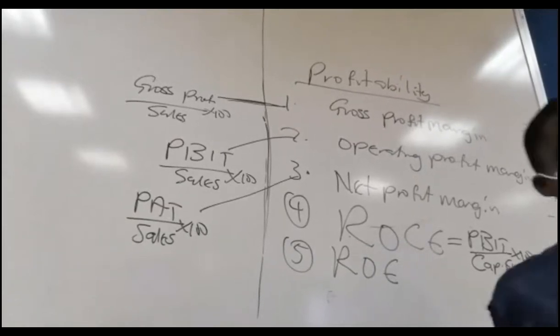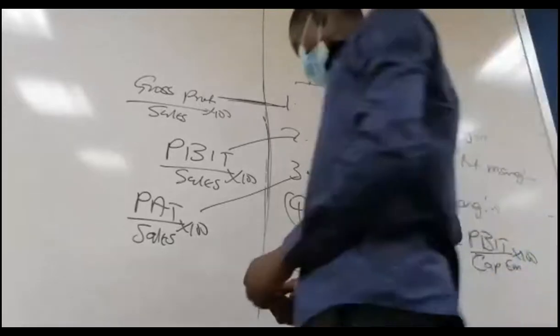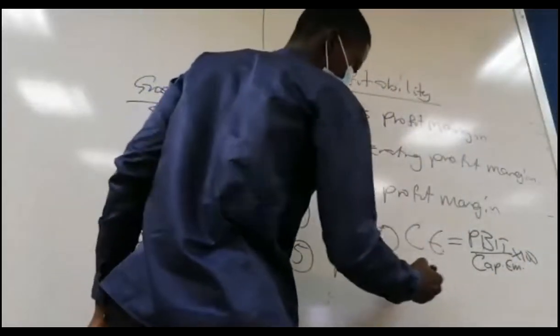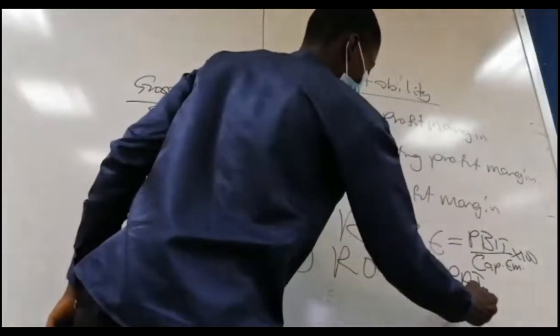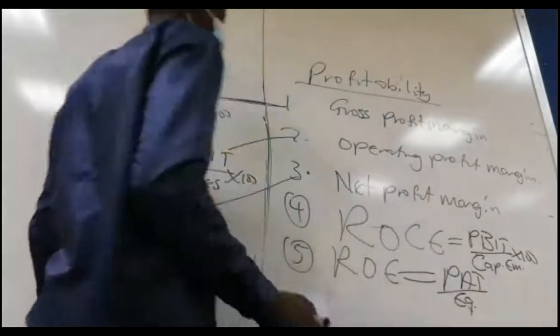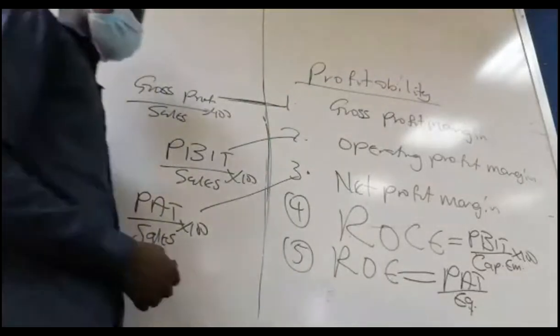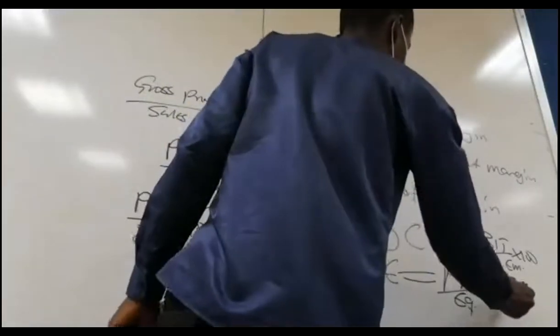Good. Then return on equity, the ROE, is equal to profit after tax over what? Equity. Over equity times 100.